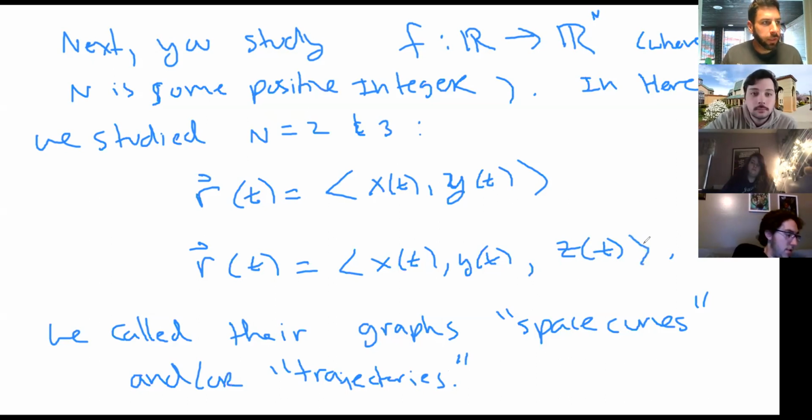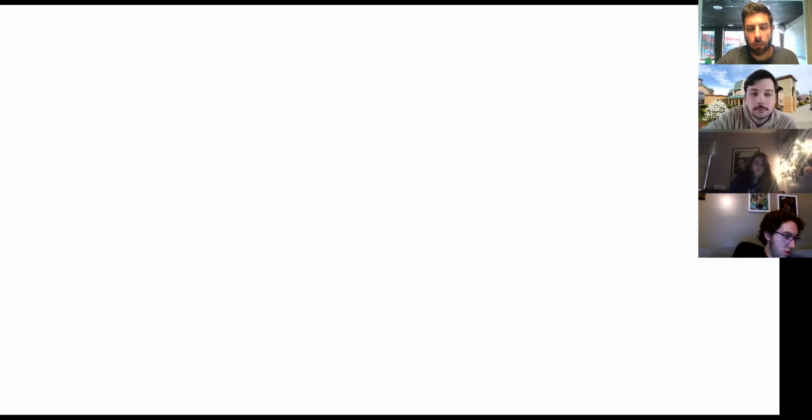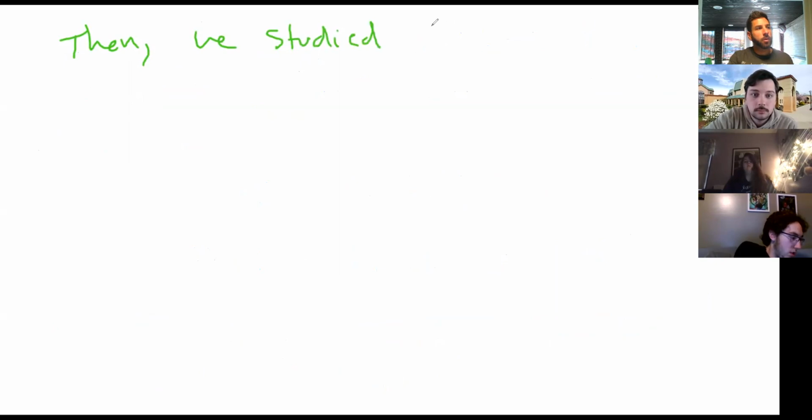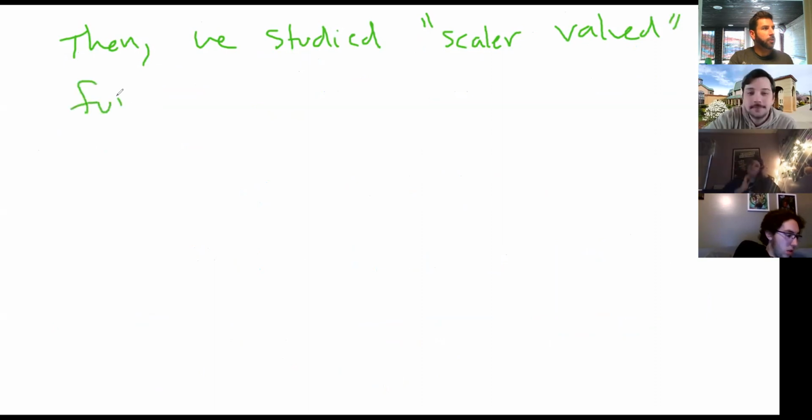So we did calculus on these things. We talked about the derivative and how we can interpret it as a velocity vector, and we talked about tangents and normals, the length of these curves, and the applications. Okay, then the next thing we studied was the opposite. We studied what we call scalar functions, or scalar valued functions. That's the technical jargon for these.